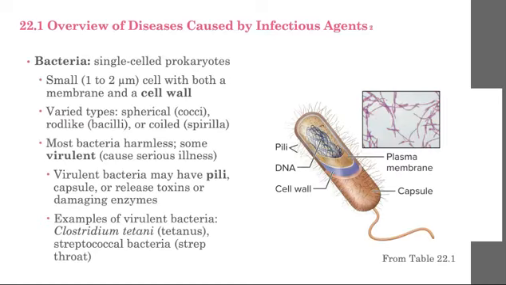So we'll start off describing bacteria. These are single-celled prokaryotes. Remember that prokaryotes are a group of organisms that lack a nucleus. They are extremely small, about 1 to 2 micrometers in cell size, and they have a cell membrane, which we have within our cells, but they also have a cell wall, which is different from us. They can also have different shapes. They can be spherical, which we call cocci, rod-like, which we call bacilli, or curled up and coiled, which we call spirilla.